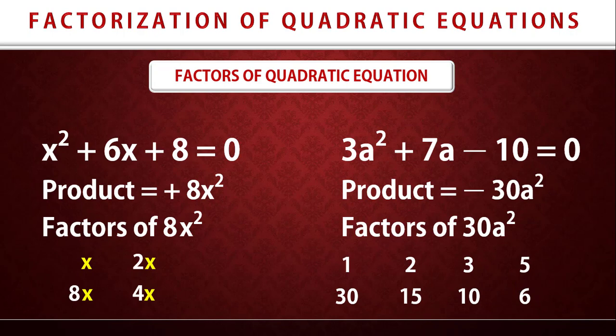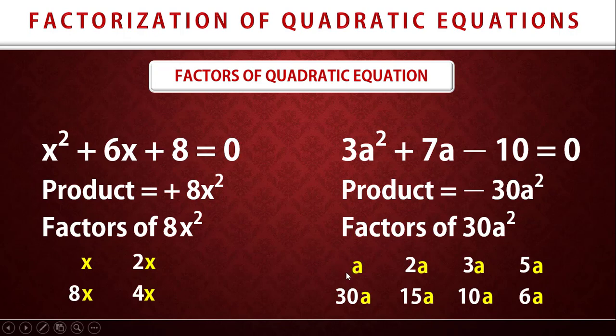Okay, next thing to do now, we only take out the number here, but for the factors of 30a squared, all we need to do is to place the alphabet A beside these numbers, and we have them to be like this: 1a, 30a. So 1a is the same thing as saying A, so we can do away with the 1 and then we have only A there.